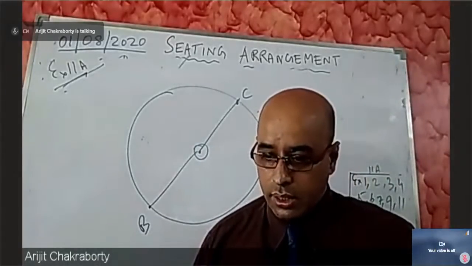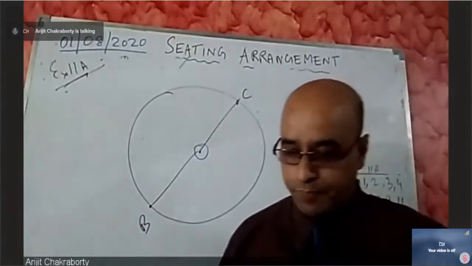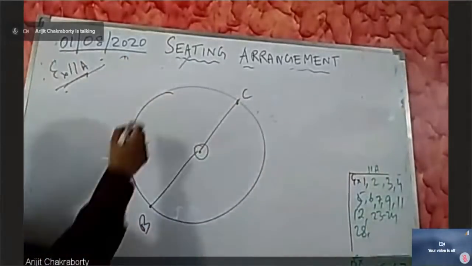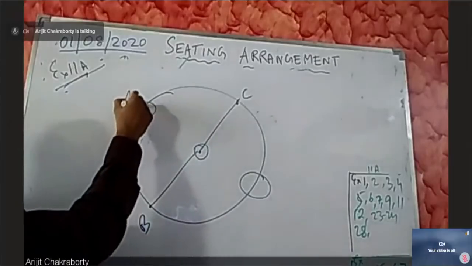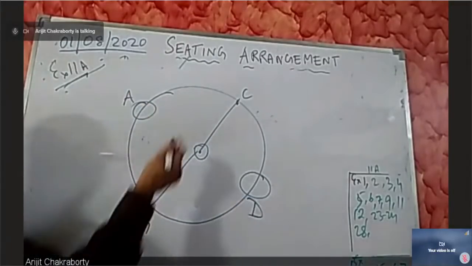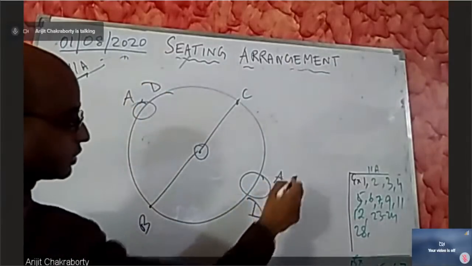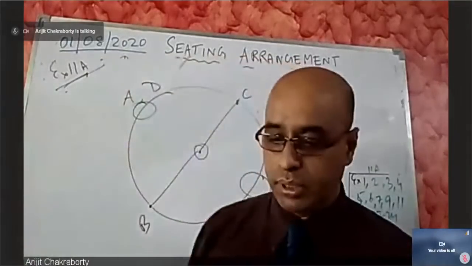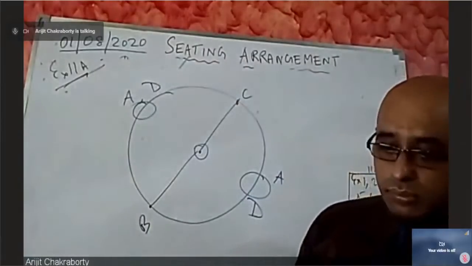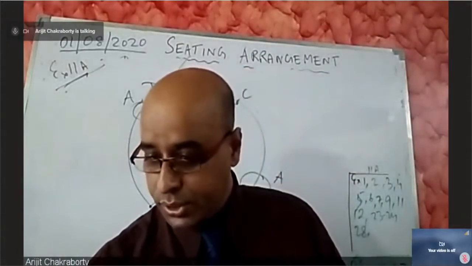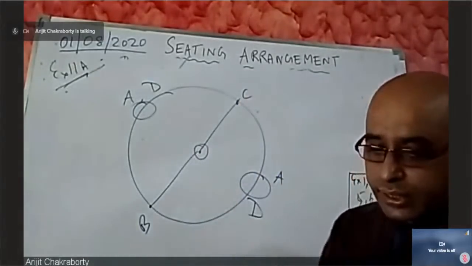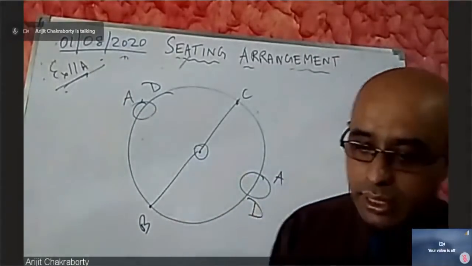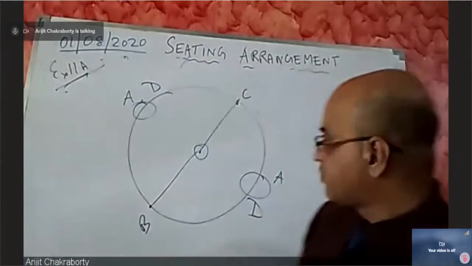Which of the following is definitely true? If 4 girls are sitting like this, with B and C, we have 2 more seats here. Either A can sit here and D there, or D can sit here and A there. B and C are face to face, so automatically A and D will also be face to face. The options are A and D in front of each other.